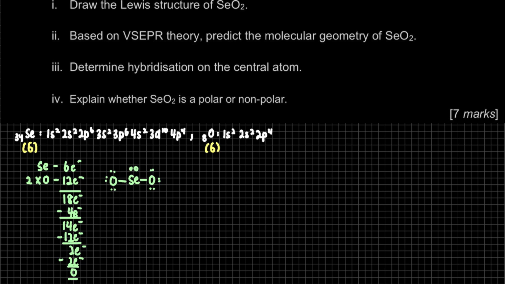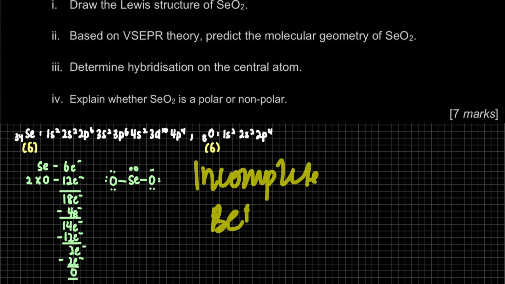And then this is not yet the final Lewis structure. Check whether all the atoms already achieve octet. The oxygen here has 8, the same goes for the oxygen on the right-hand side. But our selenium only has 6 electrons. So there are exceptions. Incomplete octet is only for beryllium, boron, aluminium. But selenium is not one of them, so the selenium must have 8.